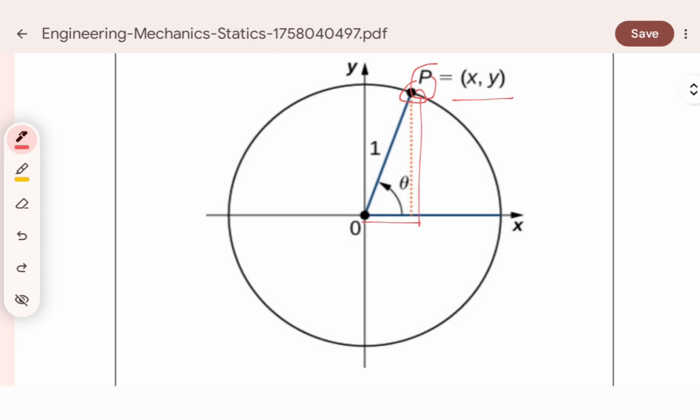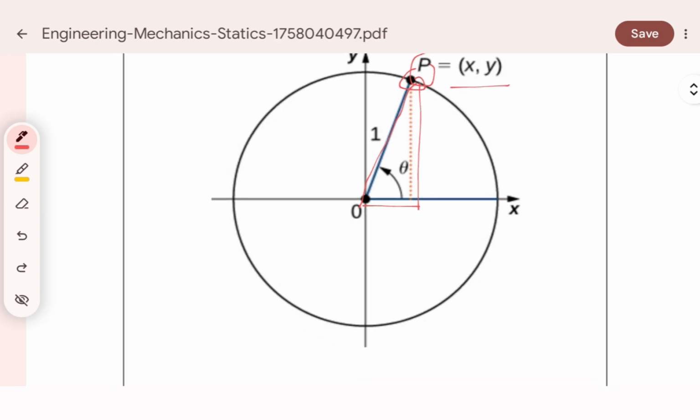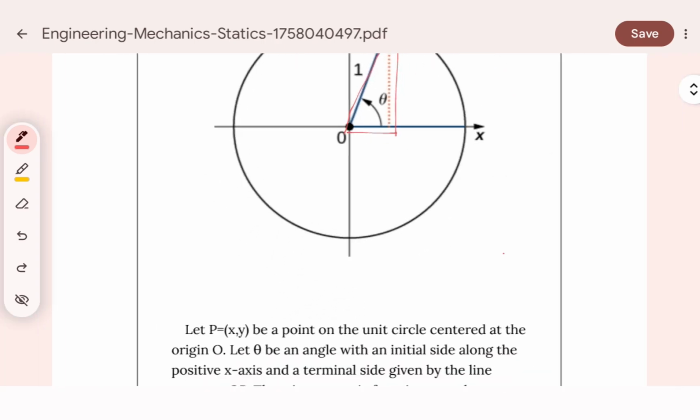If you look at it, those distances x and y are actually the sides of a right triangle. This side is the hypotenuse, or the radius of the circle. In this case, since it is a unit circle, the radius is 1, and there is the angle theta. So the point P is defined by the coordinates x and y, which are the sides of the triangle.